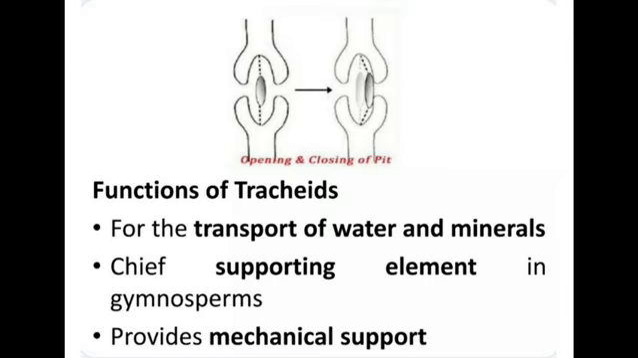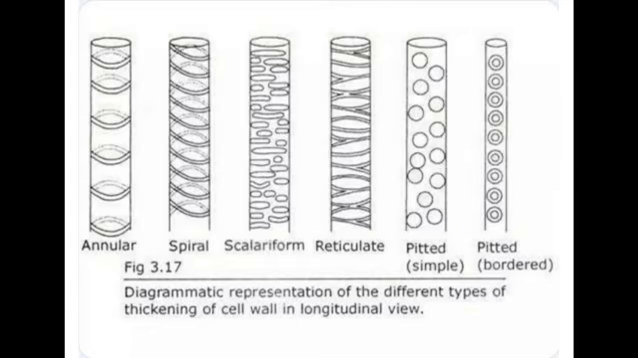Functions of tracheids: for the transport of water and minerals, chief supporting element in gymnosperms, provides mechanical support. This is the diagrammatic representation of the different types of thickening of cell wall in longitudinal view: annular, spiral, scalariform, reticulate, pitted simple, and pitted bordered.